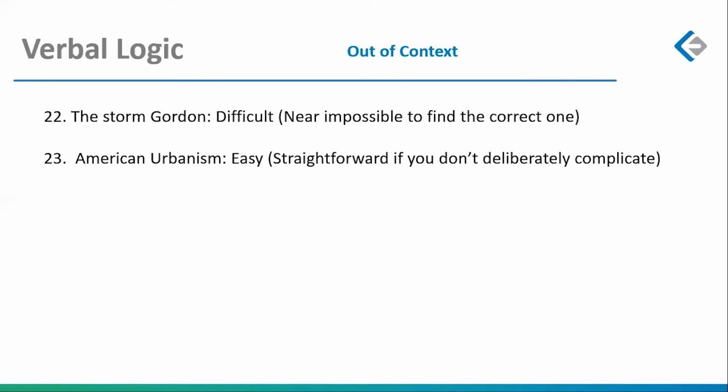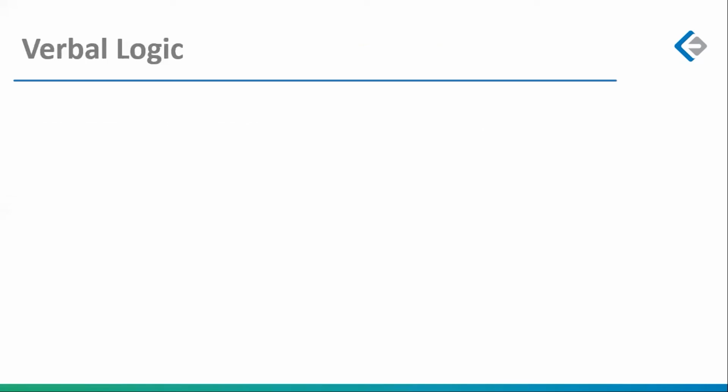On the other hand, 23rd, very, very straightforward. Again, same condition. If you don't deliberately complicate. If you went too much into American urbanism, then you would again be sitting with the same problem. Sir, I can link all 5 of them. You cannot link all 5 of them because you have to stop relating sentences through assumptions. You can't use assumptions to relate sentences.